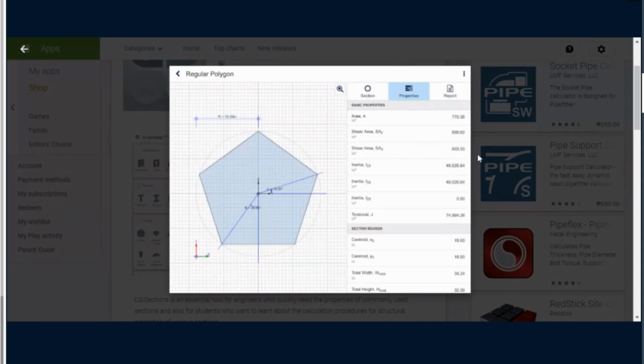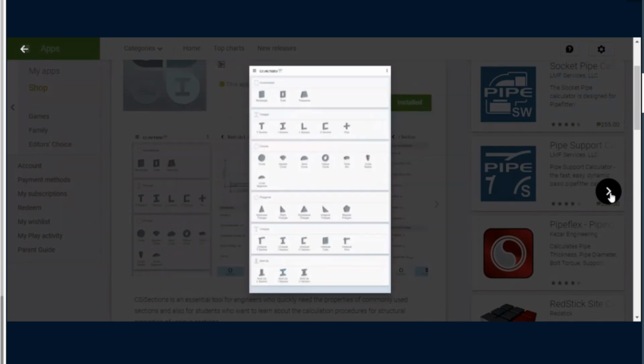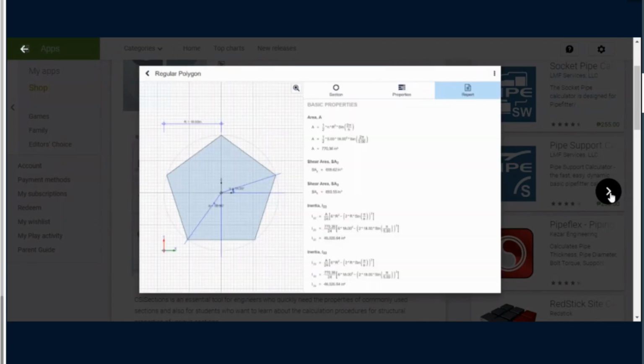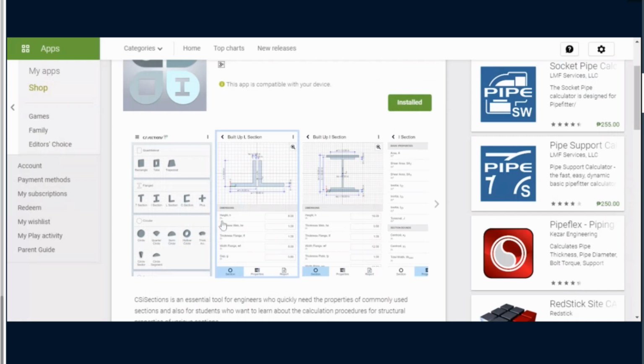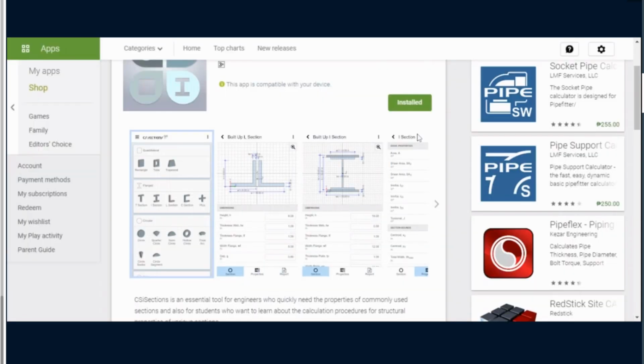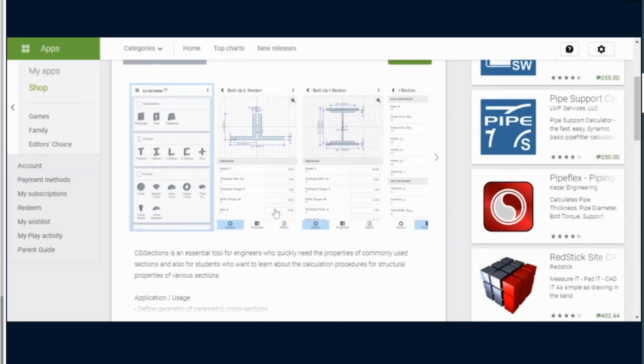They tested it also in different devices. Okay. And then another thing here is you may change the units in which you work. For example, if you want SI units, you just have to click the three dots here and then you change the units. So that's how you use CSI sections also.